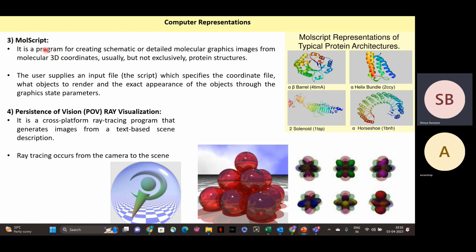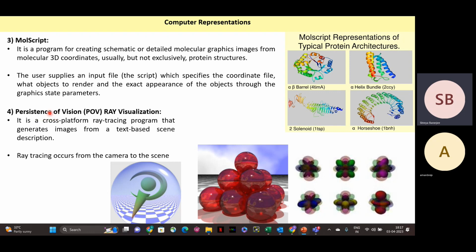The next generation of computer representations consisted of MolScript, which was a program for creating schematic or detailed molecular graphics images from molecular 3D coordinates. Like you can see on the right side here, these are the MolScript representations of different secondary structures of a protein. The users had to supply an input file which specifies the XYZ coordinates, and the MolScript program would render images like this, which clearly showed the folds and secondary structures. For example, in this protein, you can clearly see this is an alpha beta barrel where there are beta sheets in the middle and alpha helices on the periphery. This is a bundle of alpha helices. And like this, the MolScript program could represent the different protein structures.